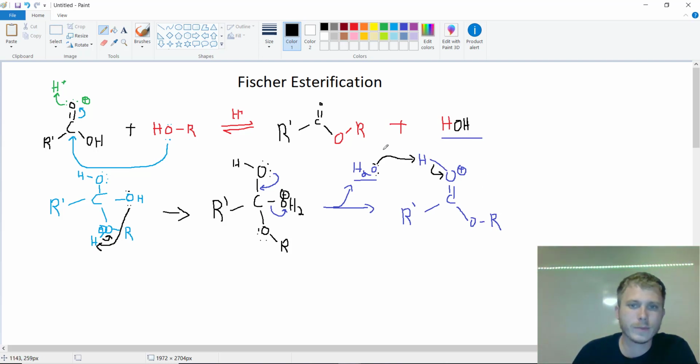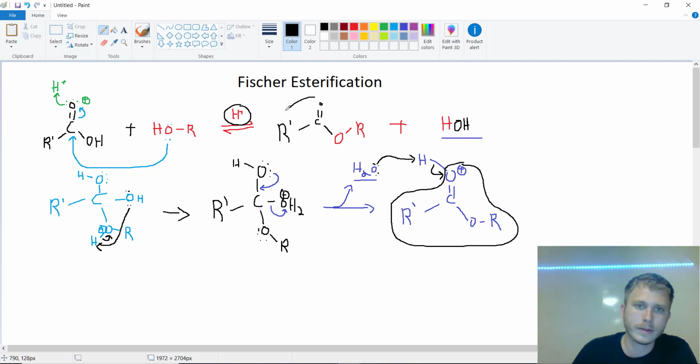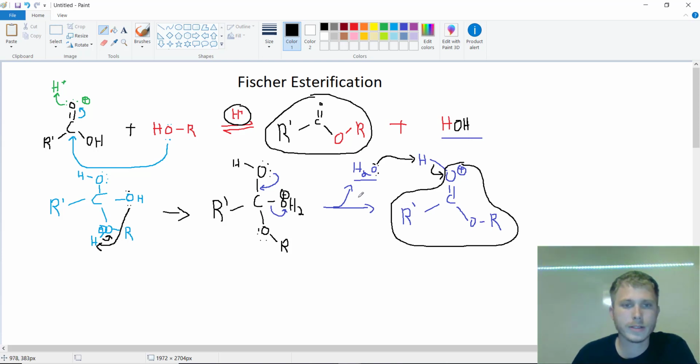The acid catalyst was regenerated because I can see that this makes H3O+. That's why it is a catalyst. It just got reformed. And then what's left over is our final product. And we are done. That is Fischer esterification, but it can be a reversible reaction.